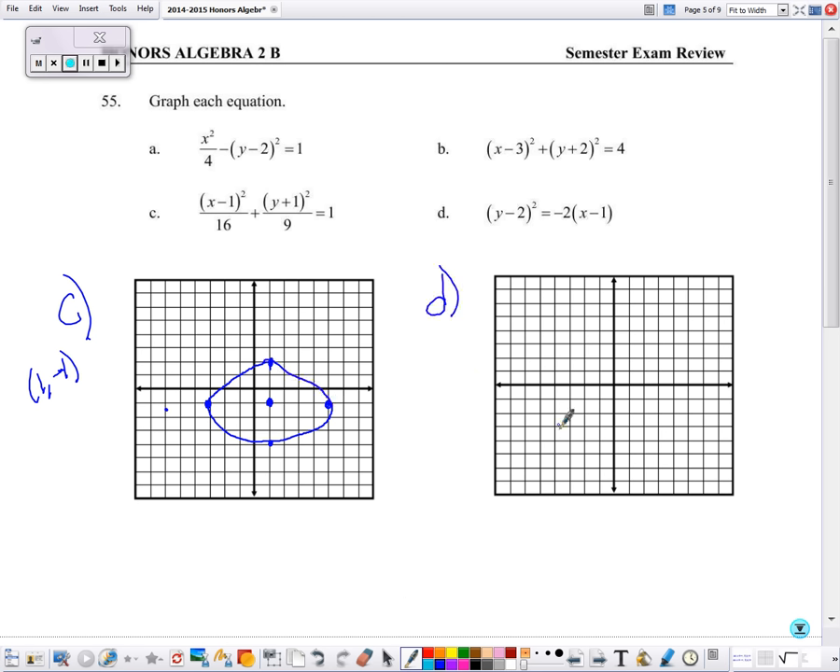Lastly, for D, it's a parabola, and our vertex is at 1, 2. We have to use the x-coordinate first. Because it's a y squared but with a negative, it's going to open to the left. And we have to figure out where our focus is. 4p equals -2. So p is a half. So a half unit here, a half unit here for our directrix.